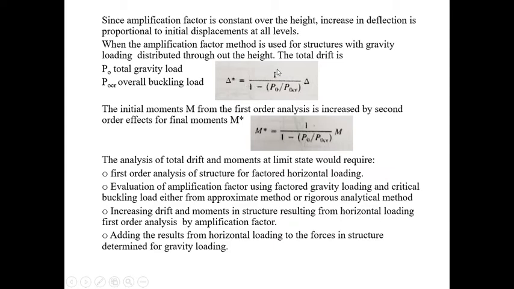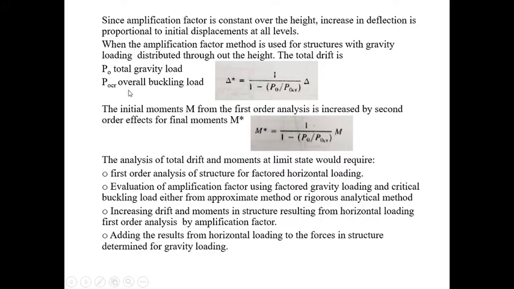So delta star is equal to 1 upon 1 minus P0, where we consider P0 throughout the height. That is the total gravity loading, and P0CR is the overall buckling load, times delta. So the total displacement of the drift is delta star equals 1 upon 1 minus P0 upon P0CR, times delta, where it considers throughout the height. So the total gravity load as well as the total buckling load is considered here.